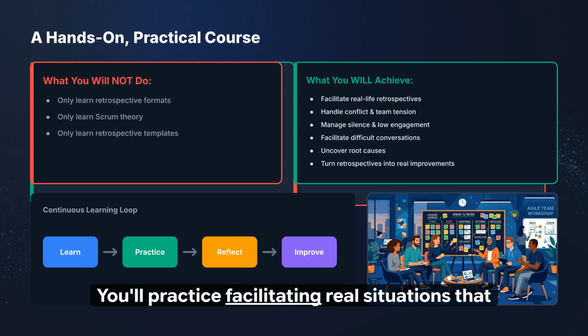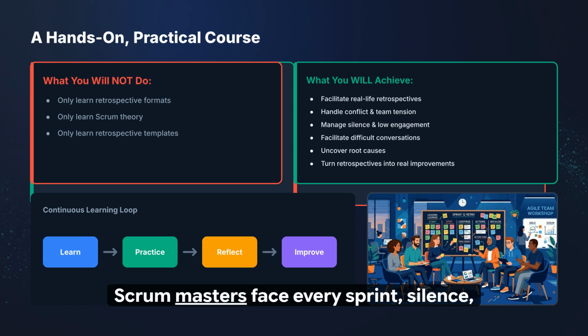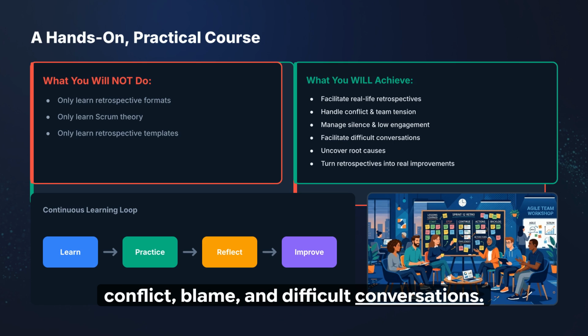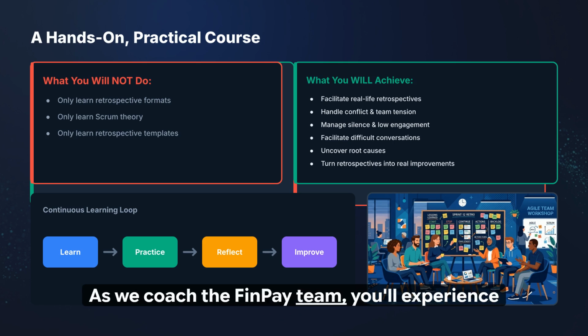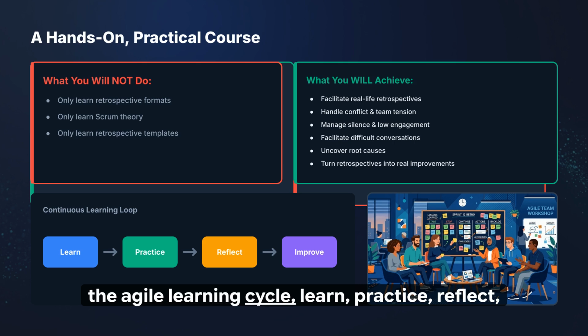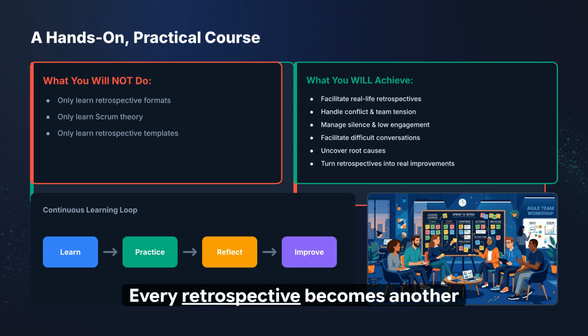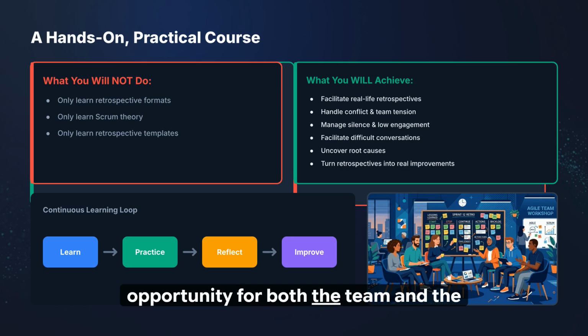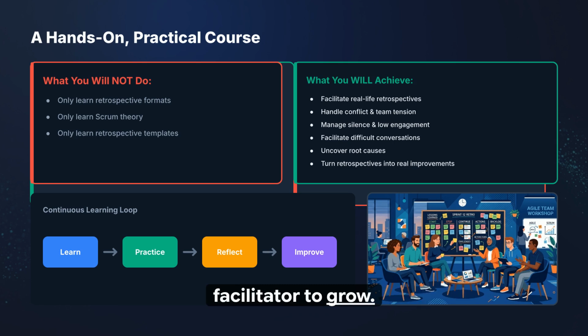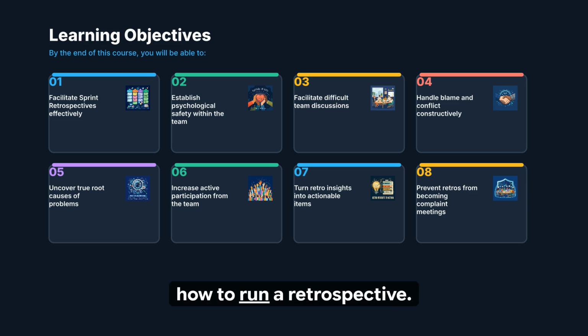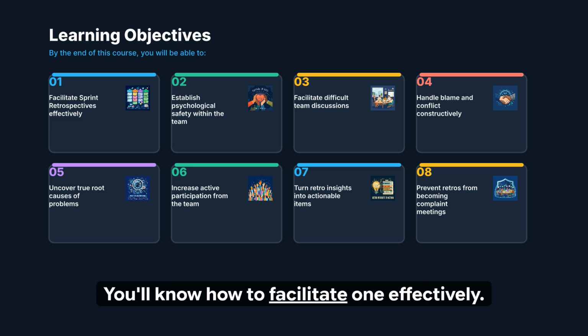You'll practice facilitating real situations that Scrum Masters face every sprint: silence, conflict, blame, and difficult conversations. As we coach the FinPay team, you'll experience the agile learning cycle: learn, practice, reflect, and improve. Every retrospective becomes another opportunity for both the team and the facilitator to grow. By the end of this course, you won't just know how to run a retrospective. You'll know how to facilitate one effectively.